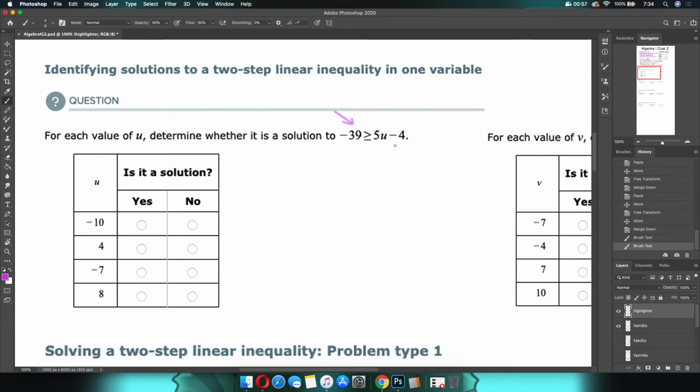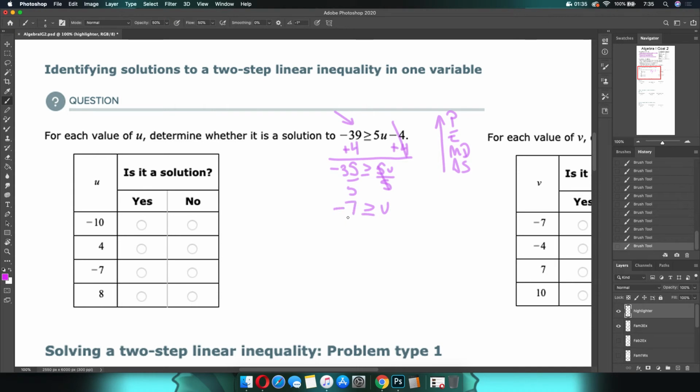So the first thing we're going to do is add 4 to both sides, because this is a two-step, so we're going to be doing PEMDAS in reverse. Once we add 4, this disappears. Negative 39 and positive 4 are different signs, which means we're subtracting. We're going to get 35. 39 is the bigger number, so that's the sign that dominates. Greater than or equal to 5u. Then we're going to divide by 5. U is greater than or equal to negative 7.